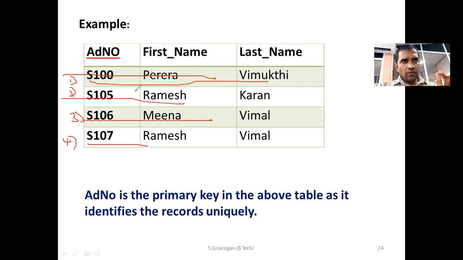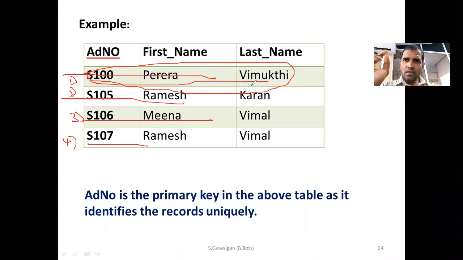Before we identify the first record, take a look at the first record carefully. What is the first record? S100, Pereira, Vimukti. What is it? It is exactly a person. This is a person, right? In the first record, there is a person registered. In my previous real world example, students were sitting in front of me.